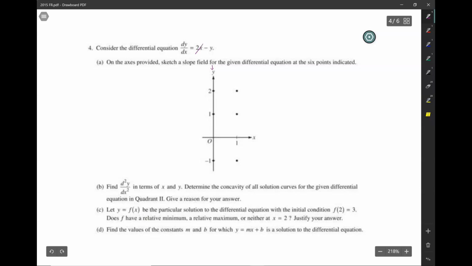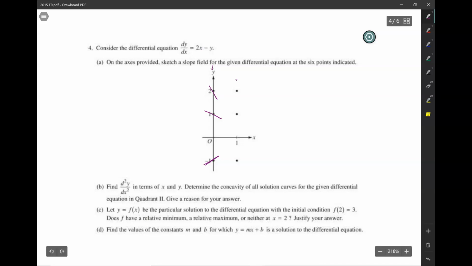That means the slope is just the negative of y. If y is 2 here, the negative of y is negative 2. This is negative 1, and then this is positive 1. Okay? So find patterns like that. It makes your life a lot easier.